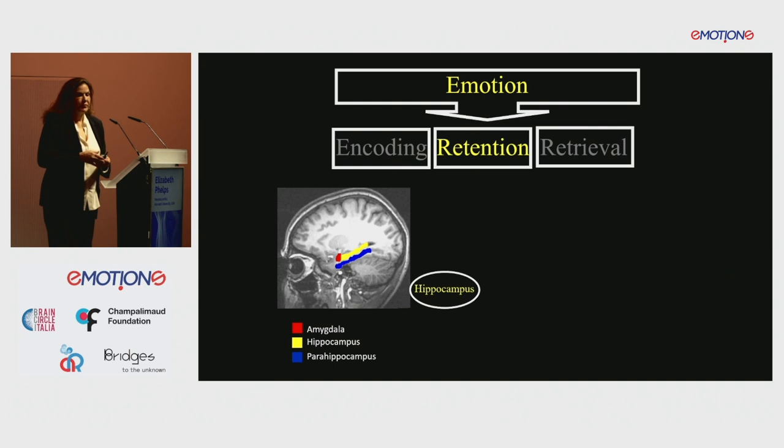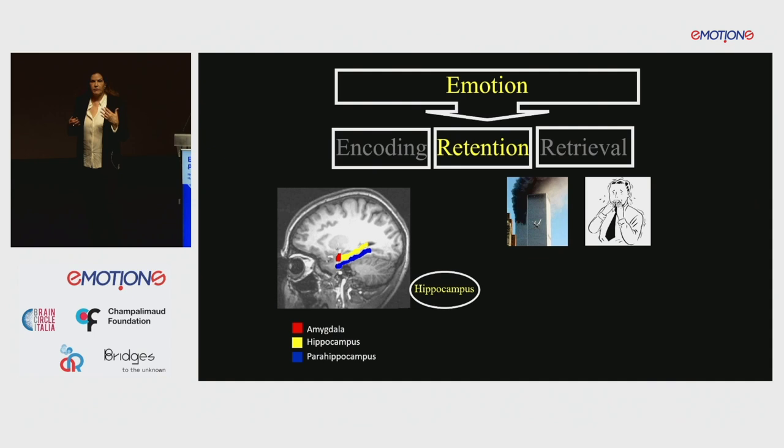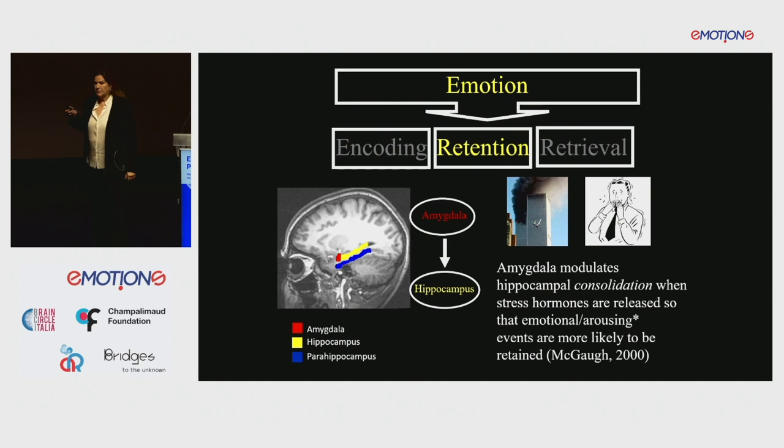But what happens when something's emotional? It will often evoke an arousal response. Much like freezing, you have changes in heart rate, things like that, and the release of stress hormones. And there's been a lot of work in rodents and some in humans showing that when there is an arousal response, when stress hormones are released, the amygdala modulates the hippocampus to enhance the storage or consolidation of the emotional events.